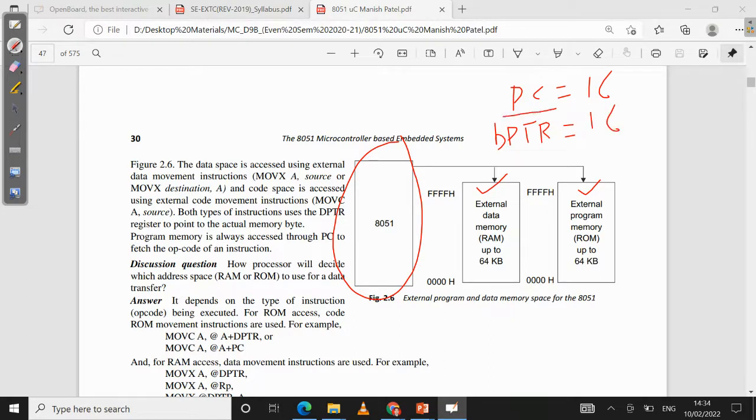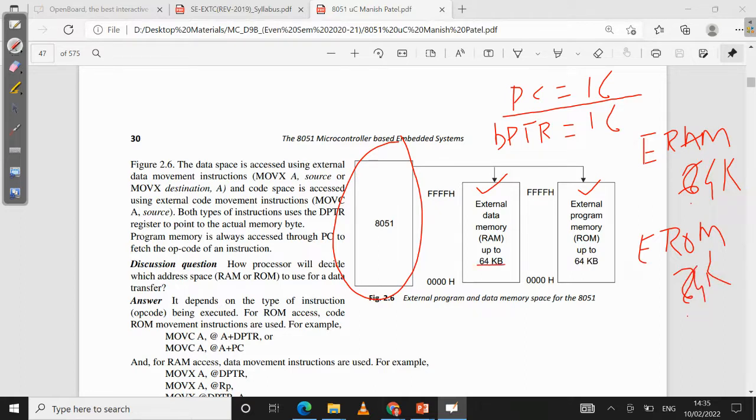So if the program counter size is 16 bit, and if your DPTR size is 16 bit, then if I have to connect external RAM, what should be the maximum size? And if I have to connect external ROM, what should be the maximum size? Yes, 2 raised to 16 is equal to 64K. So external RAM I can connect at the maximum 64K, as well as I can connect the external ROM with 64K. So that is shown here.